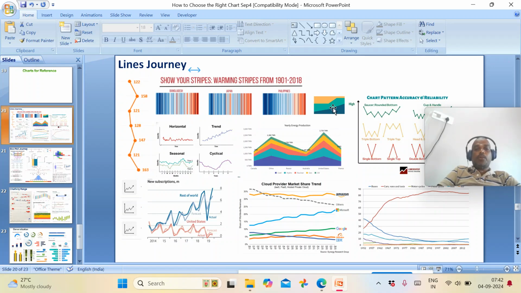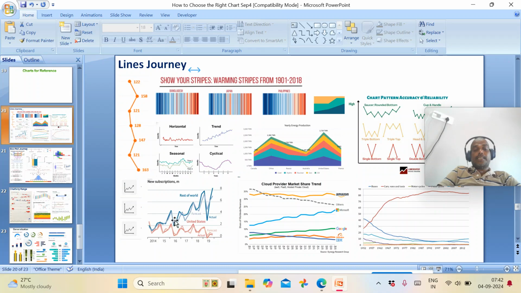And when we have two or three variables, you can show it with the area chart like this. It gives a very appealing view, easy to understand actually. And this gives transparency. And see what kind of charts we have in the trend chart. There are horizontal charts, seasonal charts, trend charts, cyclic charts. These are the kinds of trend charts we have.